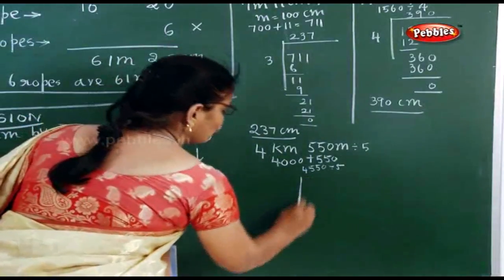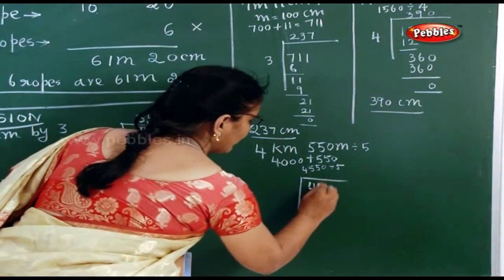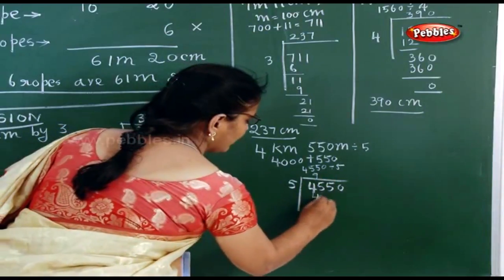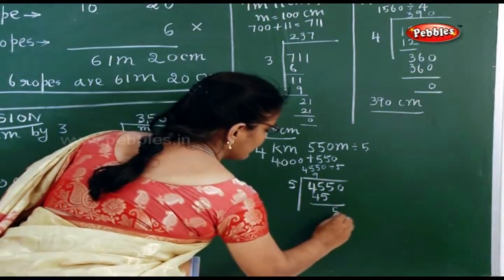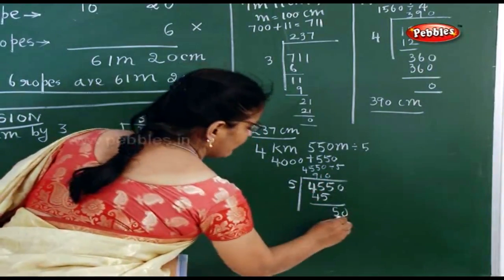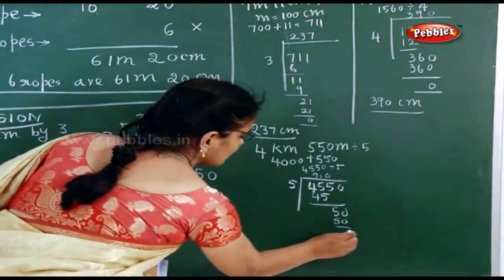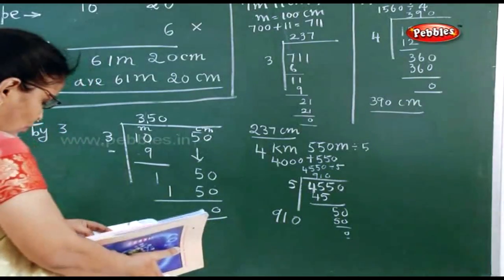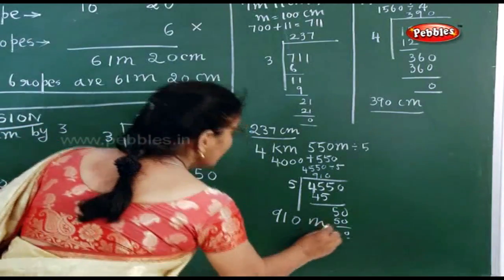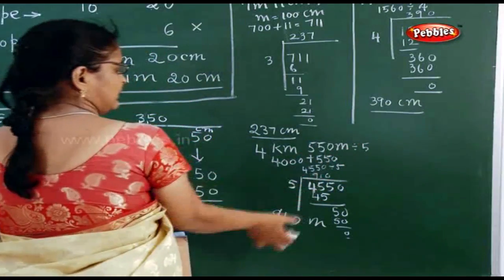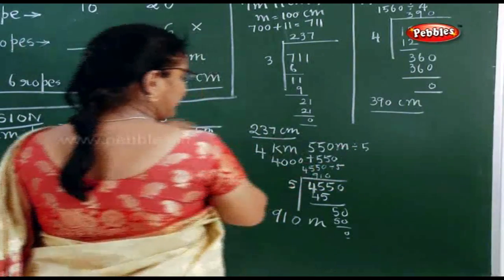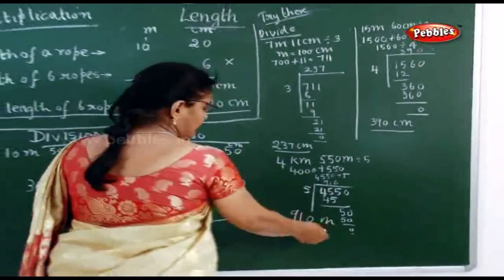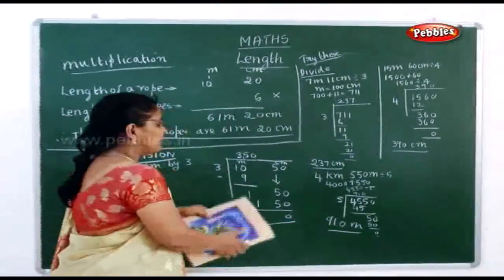4550 divided by 5. 4 9s are 45. Then 50, you'll have 9. So the answer is what? The answer is 910. What will you write? Meter, because you are converting this kilometer into meter. When you convert kilometer into meter, you are multiplying with 1000. So 4550 divided by 5, the answer is 910 meter.